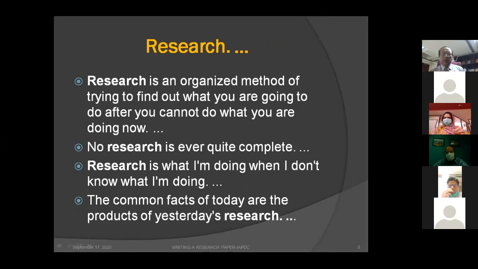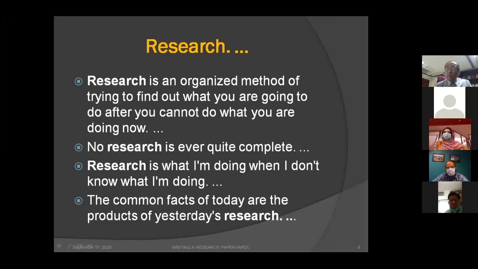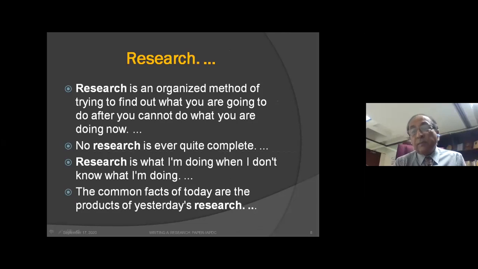Now, let's continue. Research. What is research? So, simply speaking, research is an organized method to find out what you are going to do after you cannot do what you are doing now. Means to say that if you are doing something, and by research, you find out how you are going to proceed after this. If I stop here, if I don't get across, then what further work I can do, what testing, what study. So that is all research.